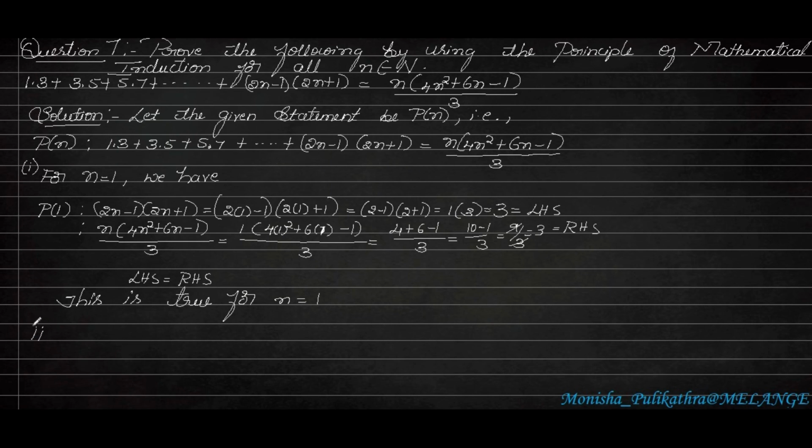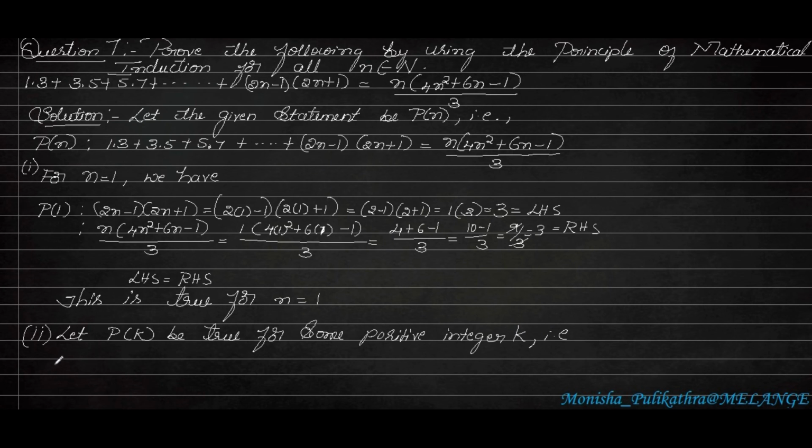In the second step, we have to take k in the place of n. So let P of k be true for some positive integer k.